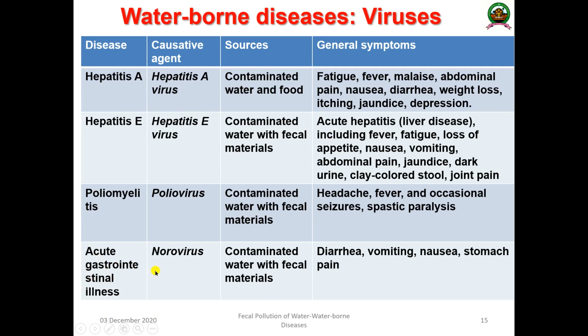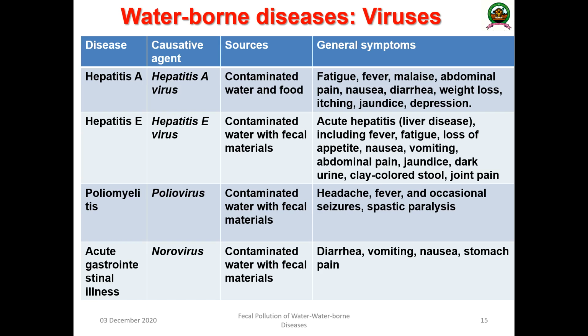Next one, acute gastrointestinal illness. This acute gastrointestinal viral infection is commonly caused by norovirus, through contaminated water containing fecal material. If you consume it, you will get this infection. The general symptoms are diarrhea, vomiting, nausea, stomach pain, etc. In all those cases you will have loose motion and uncontrollable diarrhea. You will be tired because the water content is released from the body. So these are the common types of waterborne diseases caused by bacteria, viruses and protozoa.